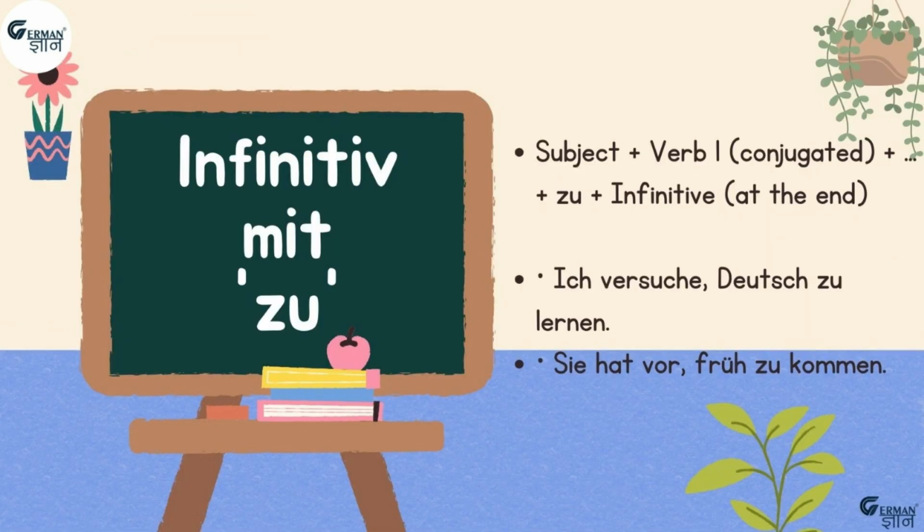The next sentence structure is infinitive mit zu. This means that we use zu with the infinitive form of the verb, and remember that zu plus infinitive, meaning zu and the action verb in the infinitive form, always go at the end of the sentence. So the sentence structure is subject, then verb, then if you have a rest of the sentence you can write it, and then you write zu plus infinitive. For example, Ich versuche, Deutsch zu lernen and Sie hat vor, früh zu kommen.